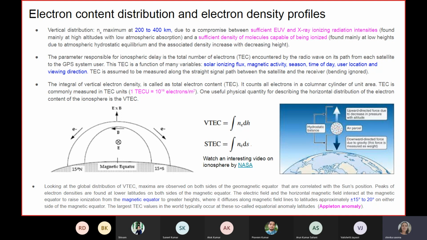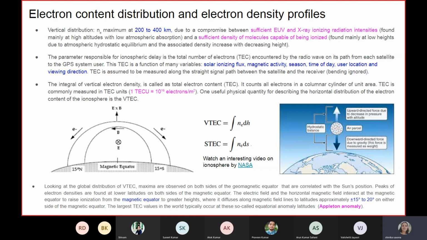Now this density of molecules is related to the distance from the earth, while the sufficient ionizing energy coming from outside is related to higher altitudes, closer to the sun. You understand, there has to be a compromise between energy, which is more prevalent at higher altitudes, and sufficient density of molecules, which is more prevalent at lower heights. So there should be a balance. This balance is achieved at a height of 200 to 400 kilometers.